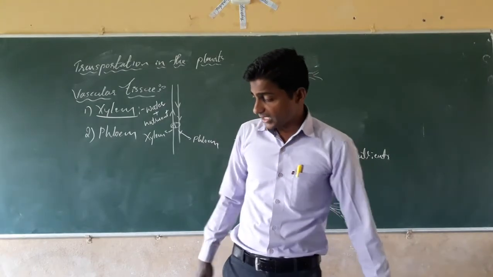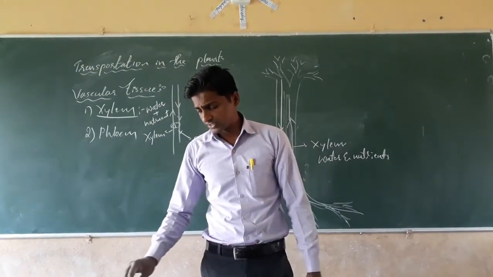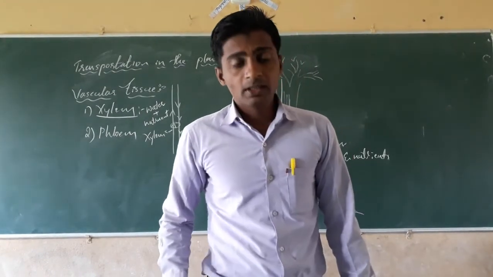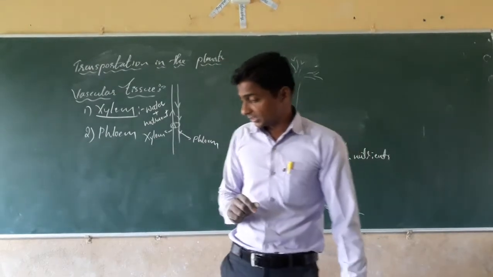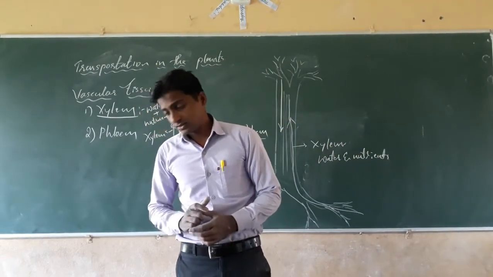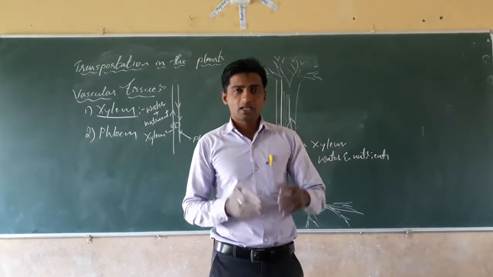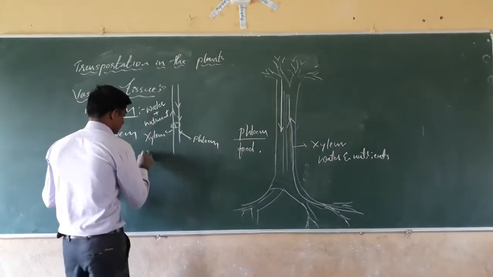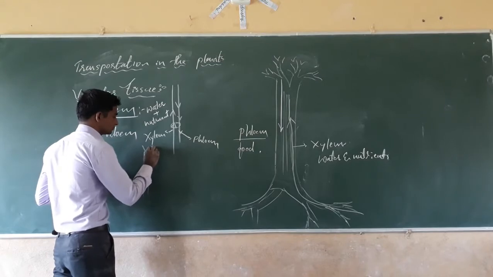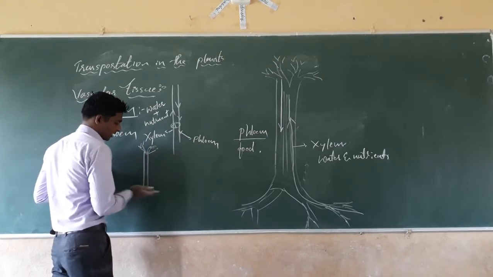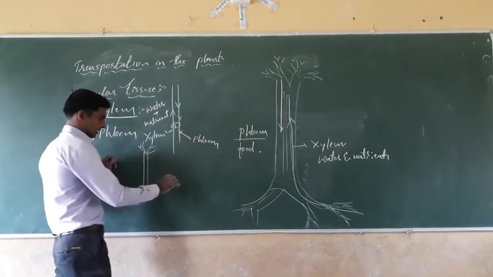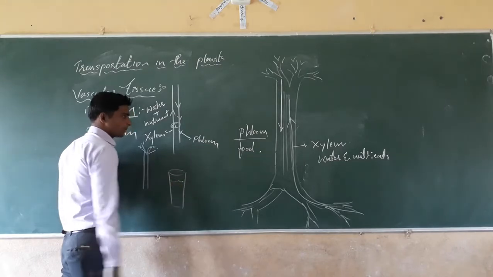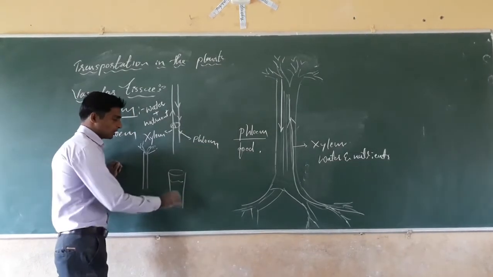Then next, dear students, there is one activity in your textbook. You have to take a small plant, especially a potted plant. Take the stem of the potted plant, a small piece, and cut it from the middle. Cut it and take a glass of water, in which you have to dissolve red color ink.